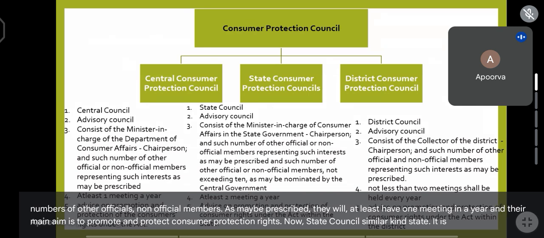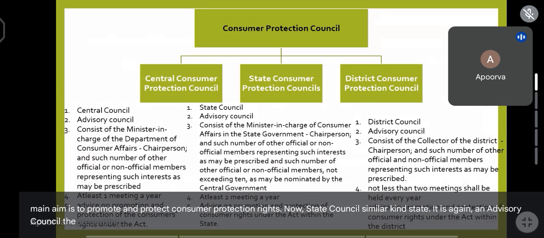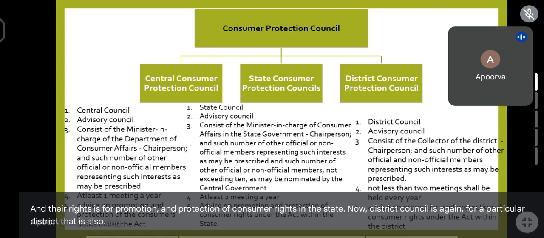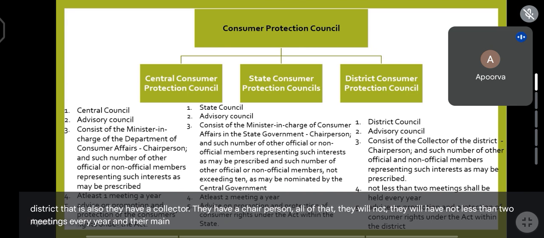Now, the state council is a similar kind. It is again an advisory council. The members will be nominated by the central government. They will meet at least two times in a year, and their role is the promotion and protection of consumer rights in the state. Now, the district council is again for a particular district. They have a collector, a chairperson, all of that. They will have not less than two meetings every year, and their main role is the promotion and protection of the consumer within the particular district.